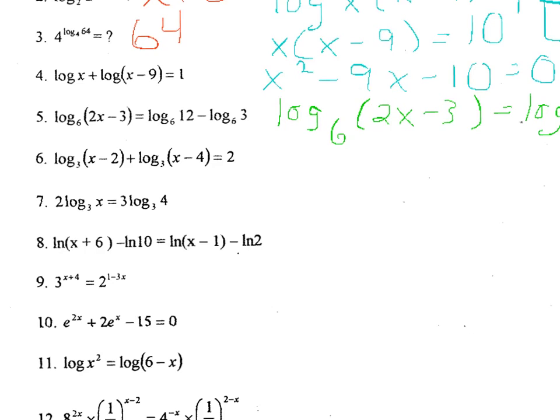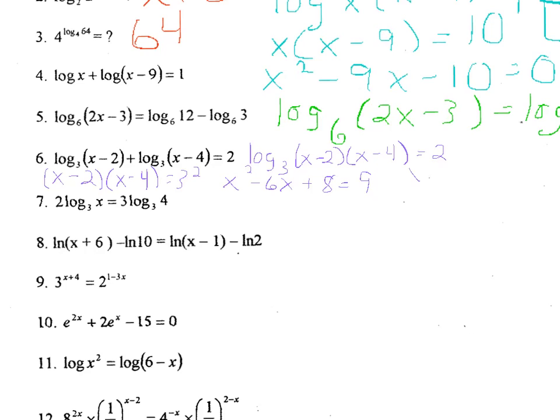For number 6, again, we need to condense the logarithm before we write it as an exponential. So we'll have log base 3 of x minus 2 times x minus 4 equals 2. And now we're ready to write it as an exponential. So we have x minus 2 times x minus 4 equals 3 squared. And now if we FOIL it out, we have x squared minus 6x plus 8 equals 9, which gives us x squared minus 6x minus 1 equals 0.